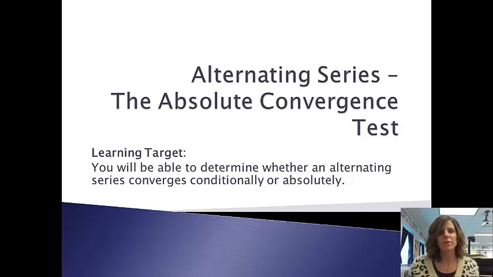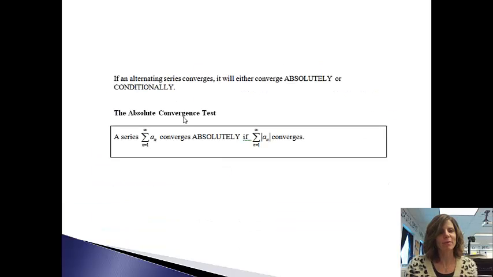Okay, you've now studied alternating series and decided if they are convergent or divergent. What we're now going to be looking at is the absolute convergence test. So at the end of this lesson, you'll be able to determine whether an alternating series converges conditionally or absolutely. We have the absolute convergence test. We'll be deciding whether it converges absolutely or conditionally.